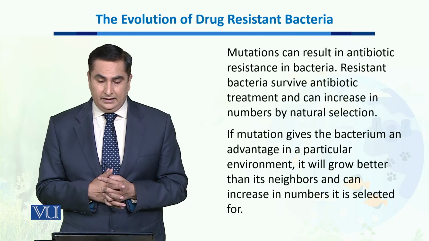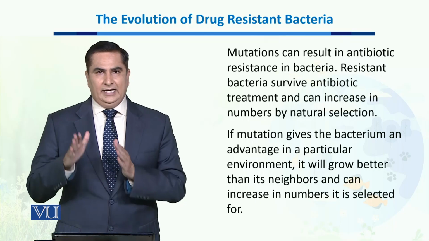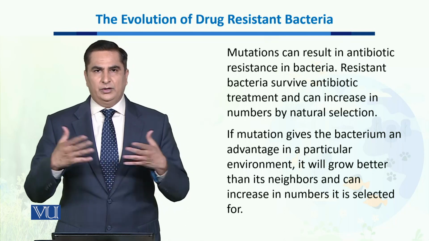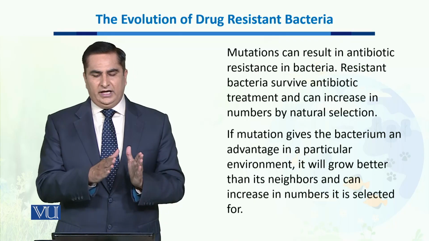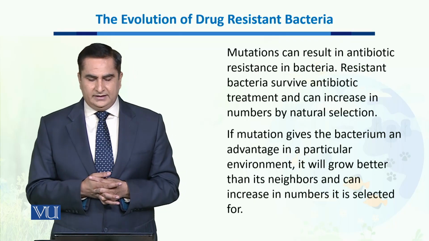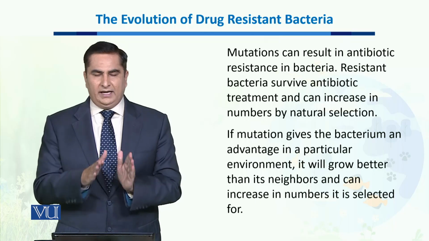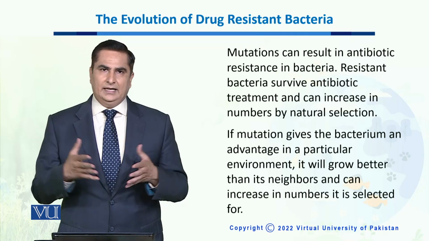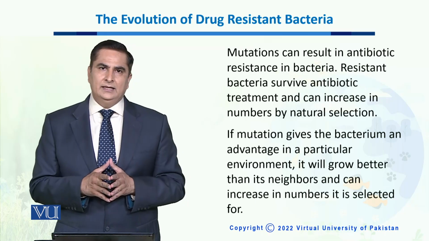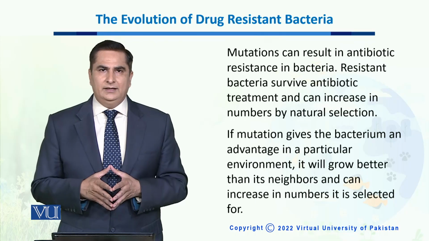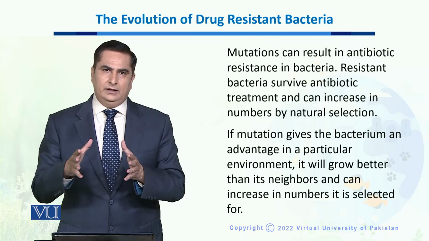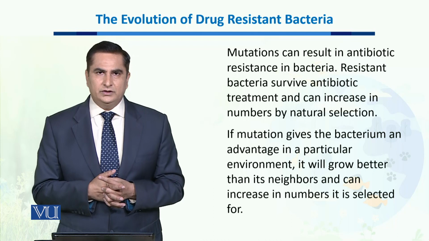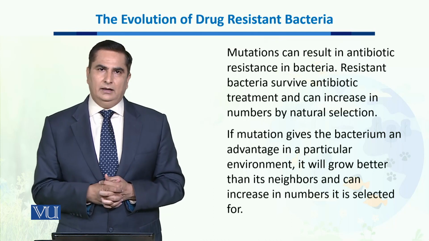Those resistant bacteria have the ability to survive antibiotic exposure and treatment, and can increase in number through the process of natural selection. If mutation gives the bacterium an advantage in a particular environment, it will grow better than its neighbors and can increase in number; it is selected for. So this results in the evolution of a species which will be resistant to certain types of existing antibiotics. And this is about the evolution of drug resistant bacteria.